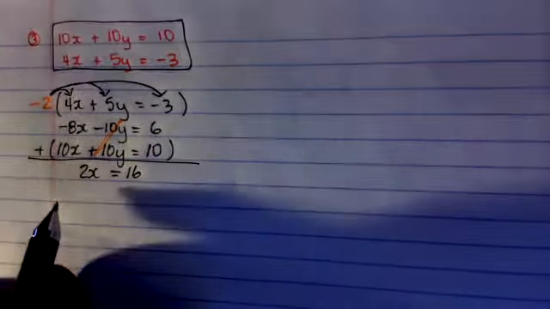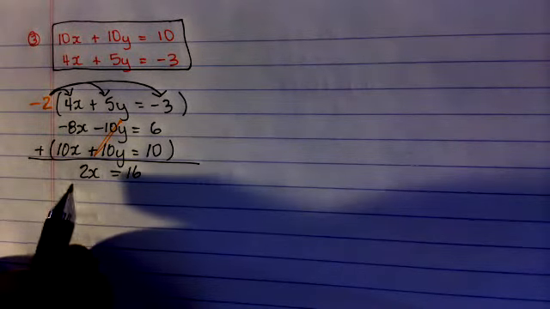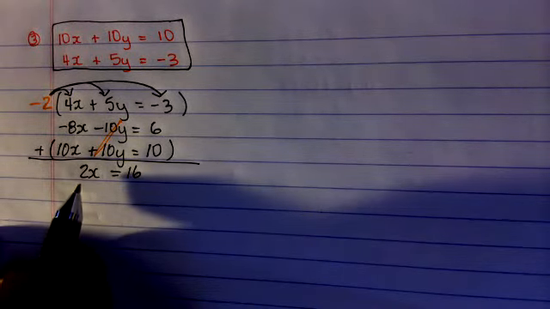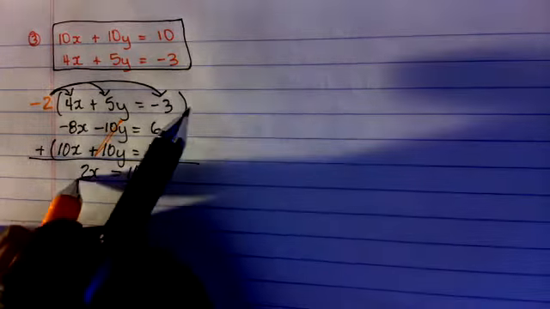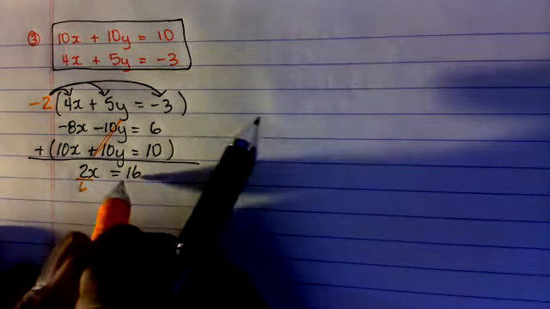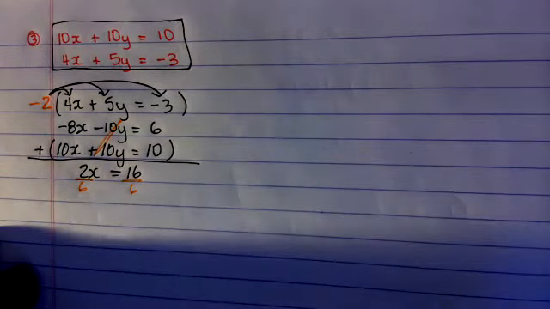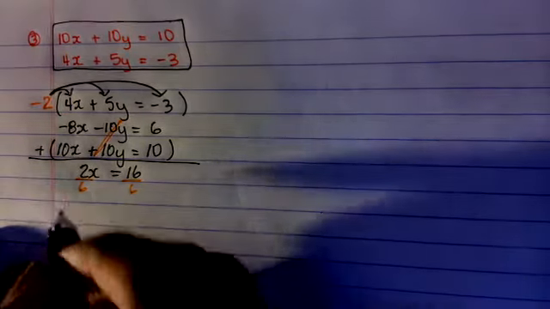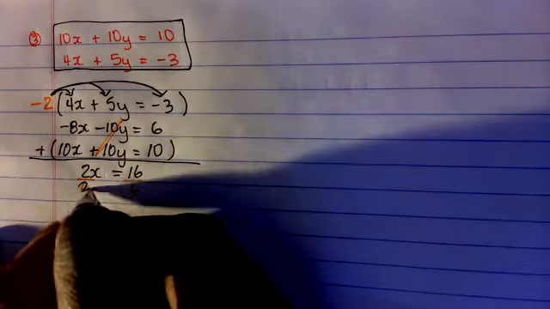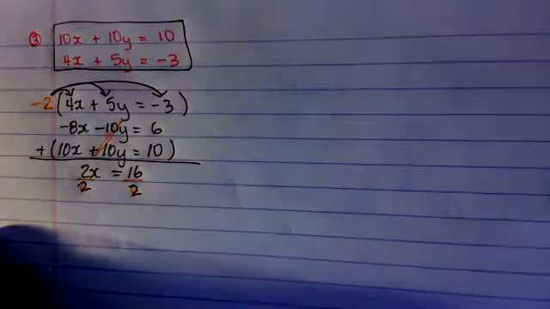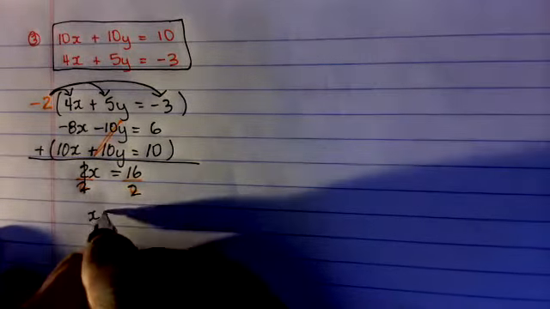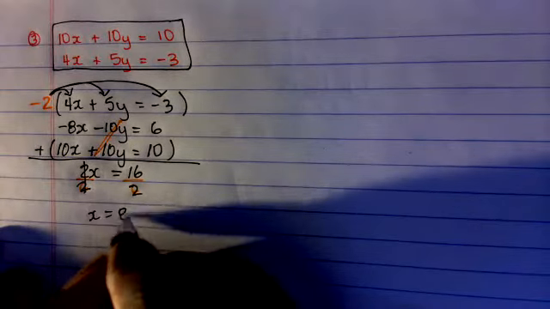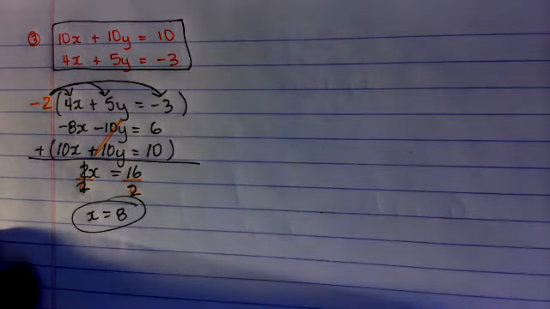So in order for me to get x, I'm going to have to do the opposite of what they did. If they multiplied x by 2, in order for me to get to x, I'm going to have to divide by 2. Whatever I do to one side, I have to do to the other. So I divide by 2, these cancel, and x equals 8. Boom, I got the value of x.